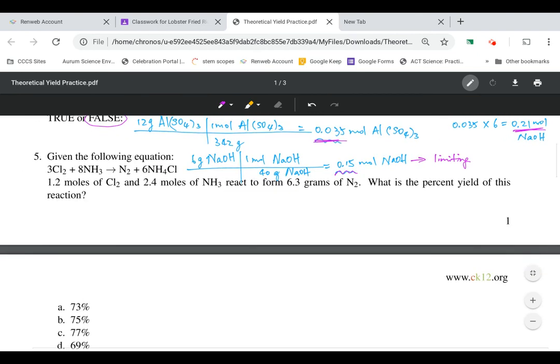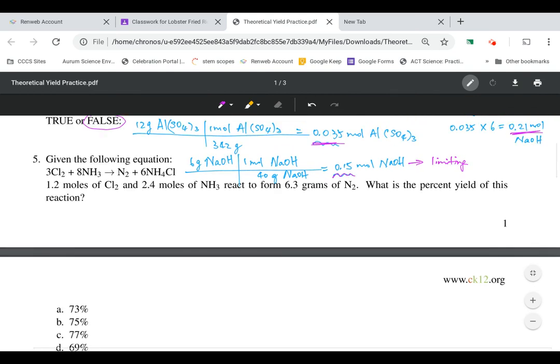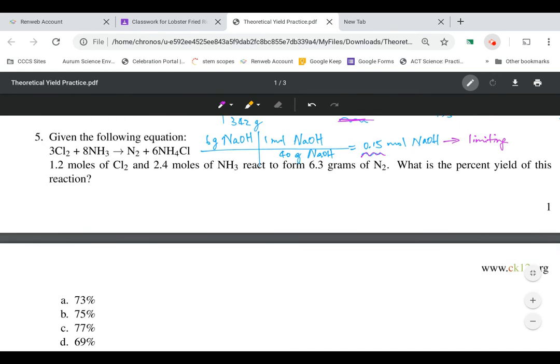Question number 5. All right, question number 5. Here you have a balanced equation: 3, 8, 1, and 6. And instead of giving you the gram of each reactant, CO2 and ammonia, it gives you the mole. So where they have the mole, we don't have to do the first step of finding limiting reagent anymore. All we have to do is compare these two mole.